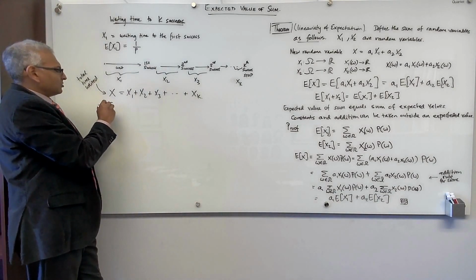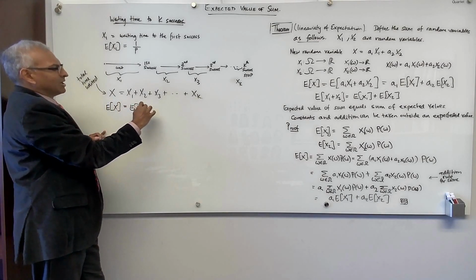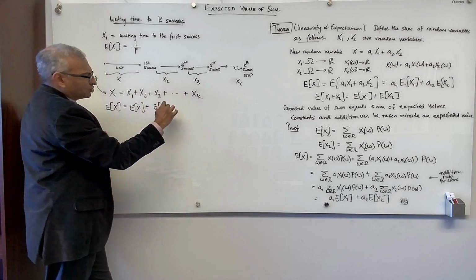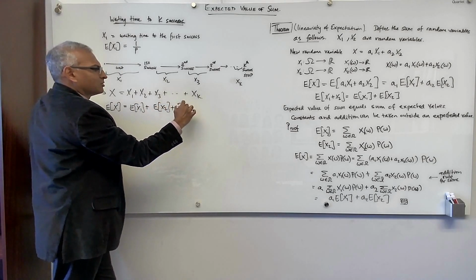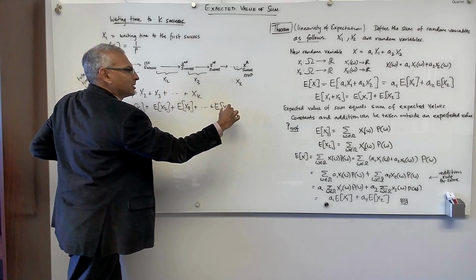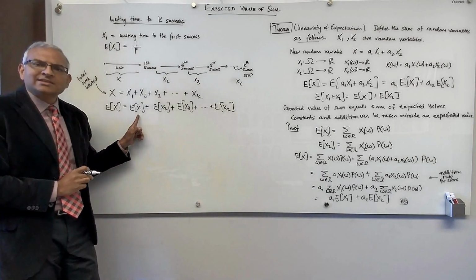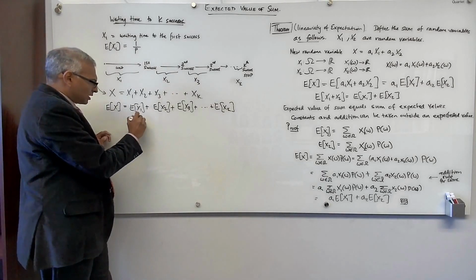The expected value of X is just the expected value of X1 plus the expected value of X2 plus the expected value of X3 plus up to plus the expected value of XK. Okay, and now we already agreed that the expected wait until the first success is 1/P.